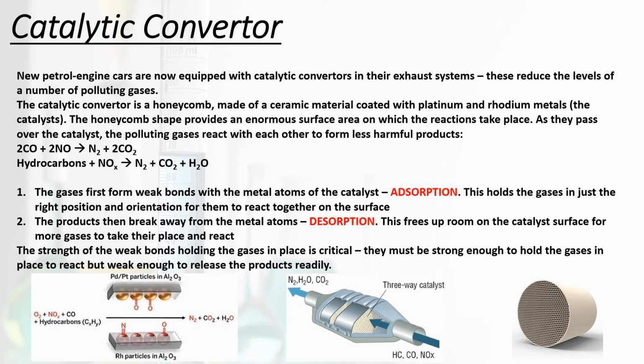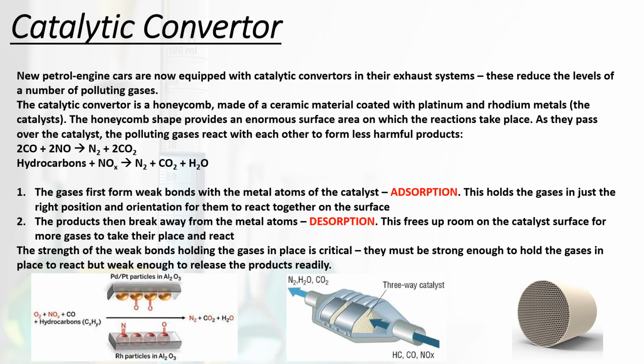So specifically, just looking at the catalytic converter for a moment, petrol engine cars are now equipped with catalytic converters in their exhaust systems. And these reduce the levels of a number of polluting gases. Now, the catalytic converter is a sort of solid catalyst. It's what we call a honeycomb. That's the sort of picture that we've shown there on the right at the bottom. It's made of a ceramic material that's coated with platinum and rhodium metals. They're the actual catalysts. And this honeycomb shape provides a really, really big surface area for the reactions to take place.